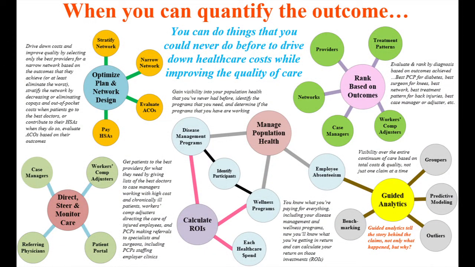This picture shows the power of quantifying healthcare outcomes. Beginning in the upper right corner, now you can rank things based upon the outcomes that they achieve. Who's the best primary care doctor in your network for treating diabetes? Who's the best surgeon for knees? Are you getting better outcomes by sending your back patients to chiropractors or physical therapists?